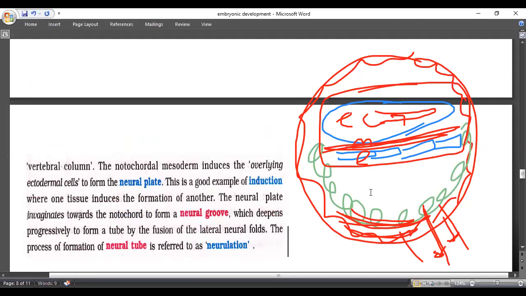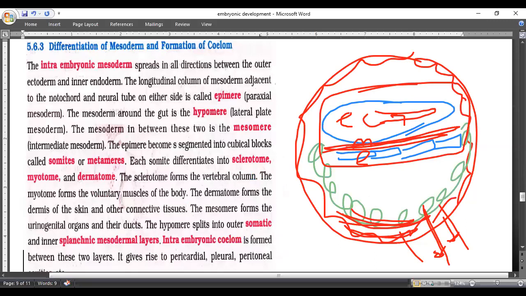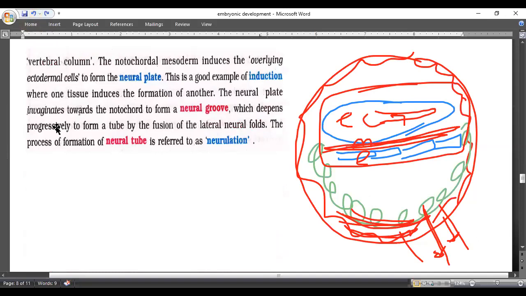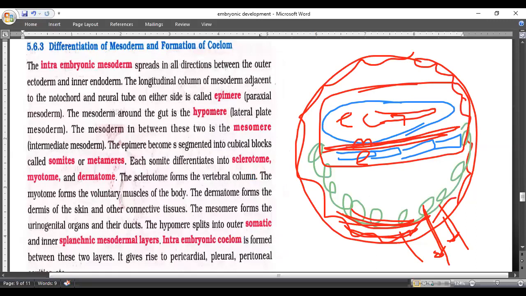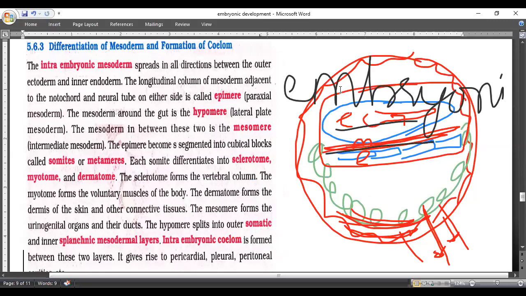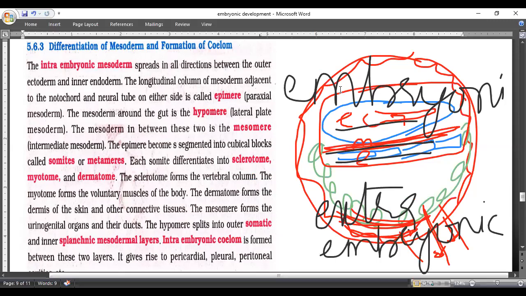Let me write it here, since it is not possible otherwise. Let me take another color, black. So this is embryonic ectoderm, embryonic mesoderm, embryonic endoderm. What is this? Extra embryonic ectoderm, extra embryonic mesoderm, extra embryonic endoderm.